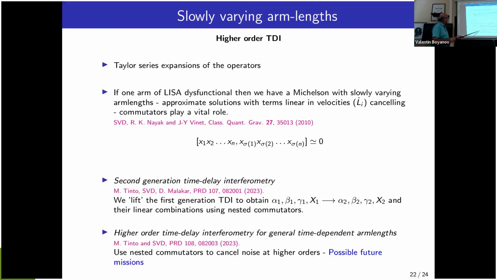Then higher order time delay interferometry, you can also go to even more nested commutators and cancel noise at higher orders. But that is not needed for LISA. Just velocity is enough. But there could be other space detectors where the arm lengths are changing more rapidly. In that case, you can also do this. And this was one of the things how we have shown how to do this.